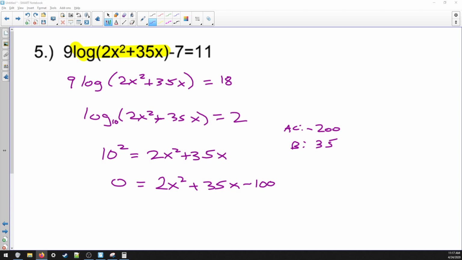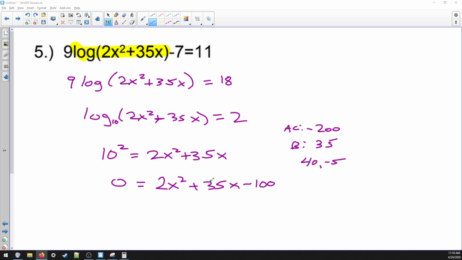With a 35 involved, it's probably going to be 40 and 5, so that looks right. 40 times 5 makes 200. So if I make this positive 40 and negative 5, that would add up to positive 35, and it would multiply to negative 200.